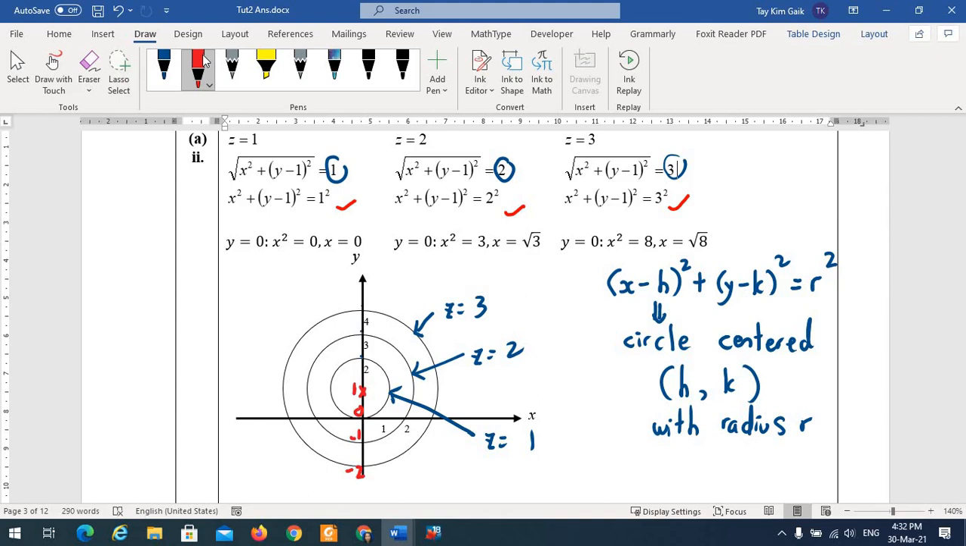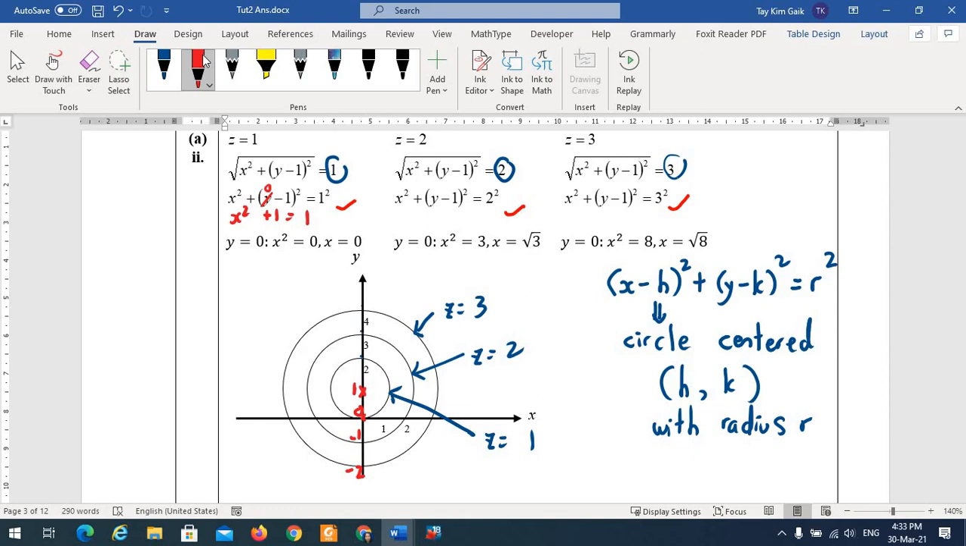If you want to know the x-intercept, let y equal to 0. Plug in y equals 0, so you have x squared plus negative 1 squared, so it's plus 1, equal 1. So x squared equals 0, which implies x equals 0. That's right here, one intercept point. This point is x0, y0.